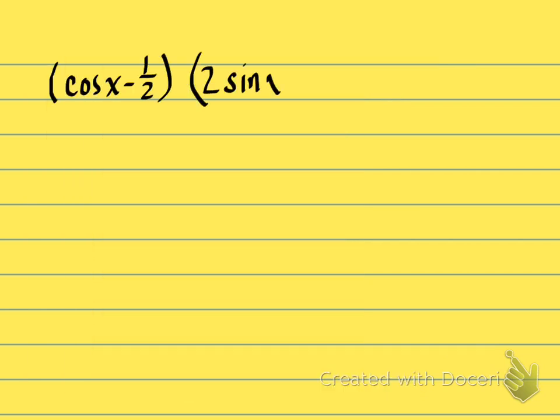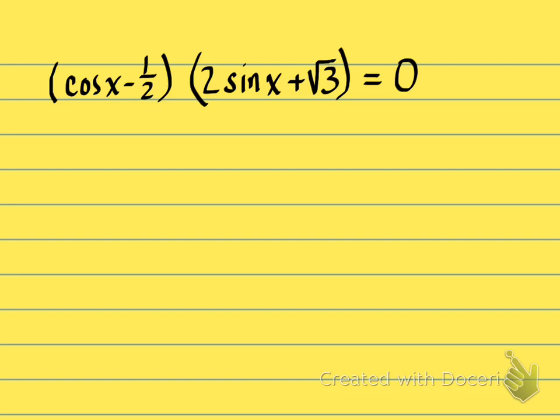Okay, let's do another example and take a look at some other algebra tricks. Here's an equation that, wow, looks kind of gnarly, right? Cosine x minus 1/2 times 2 sine x plus square root of 3 equals 0. Wow. Well, first, let me just caution you, do not, in any circumstances, multiply those two things together. It'll just give you a big, ugly mess, and you won't really know where to go.